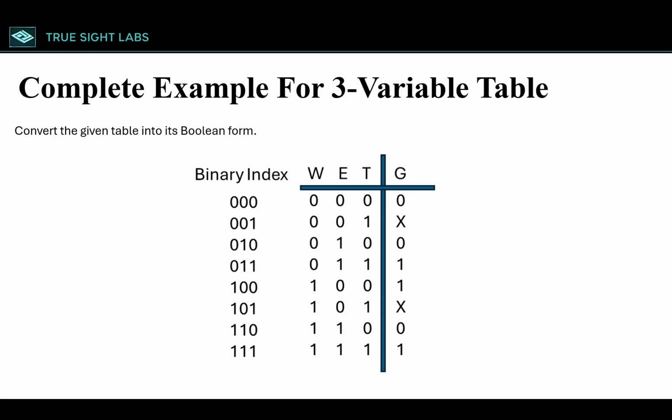Let's now do our first complete, end-to-end example. In this example, we are going to extract the Boolean expression for the output G of this 3-variable truth table. If you are feeling ambitious, pause the video and try it yourself first, then come back and check your work.